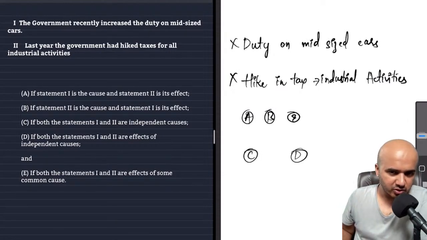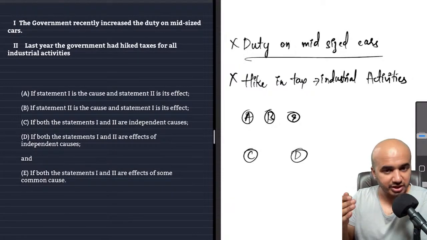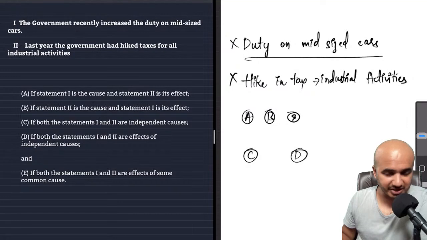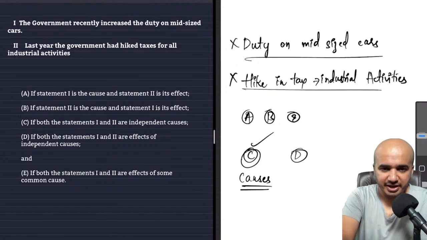The two statements actually deal with two different things: duty on cars and hike in taxes for industries. Definitely not related, and they are not effects of anything. In fact, because the government has increased duty on mid-sized cars, something else might happen: the demand for them might come down. Because the government has increased taxes for all industrial activities, maybe the price of all goods might increase. So these are independent causes, not effects of some cause, but causes themselves. Therefore option C seems to be the right answer in this case.